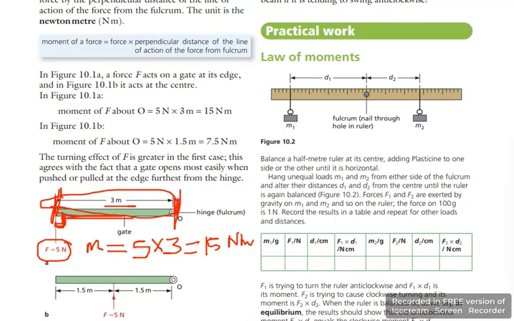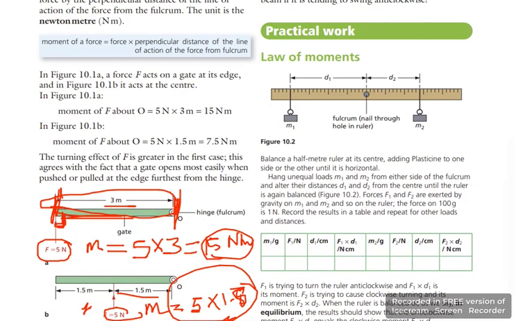Now how will we find the moment of force for this point? The moment of force for this point will be M equals 5, the force, times the distance, which is 1.5. If you multiply this value and compare it with the previous value, this is the greater moment of force and this is the lesser moment of force. So I hope you understand.